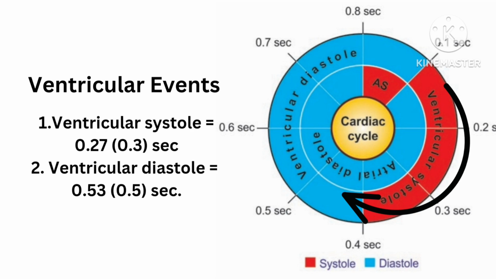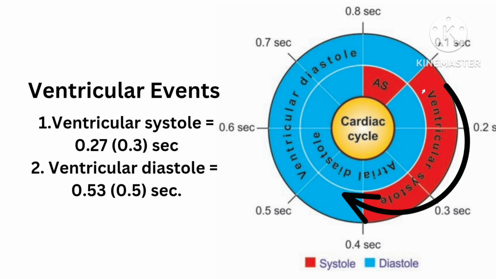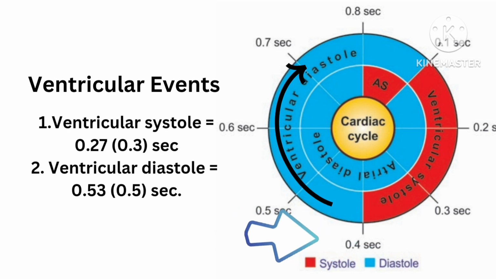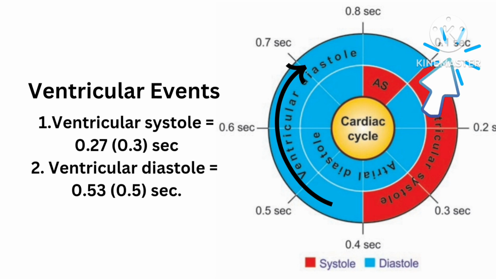Ventricular events consist of ventricular systole, which is 0.3 seconds. We can see in the cycle that from 0.1 seconds to 0.4 seconds is the ventricular systole period, and we can see that from 0.4 seconds to 0.1 second is the ventricular diastole period.